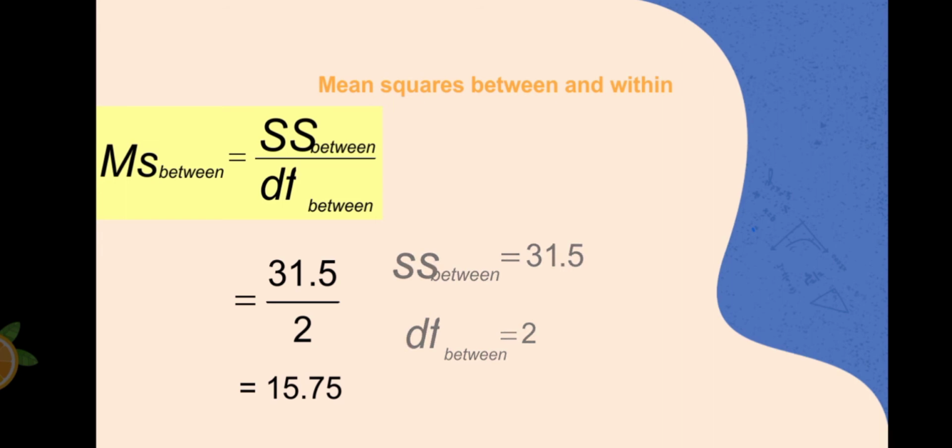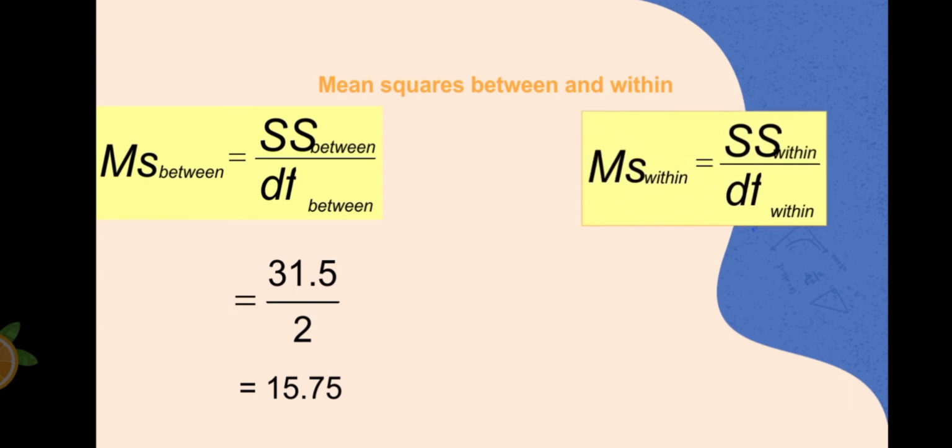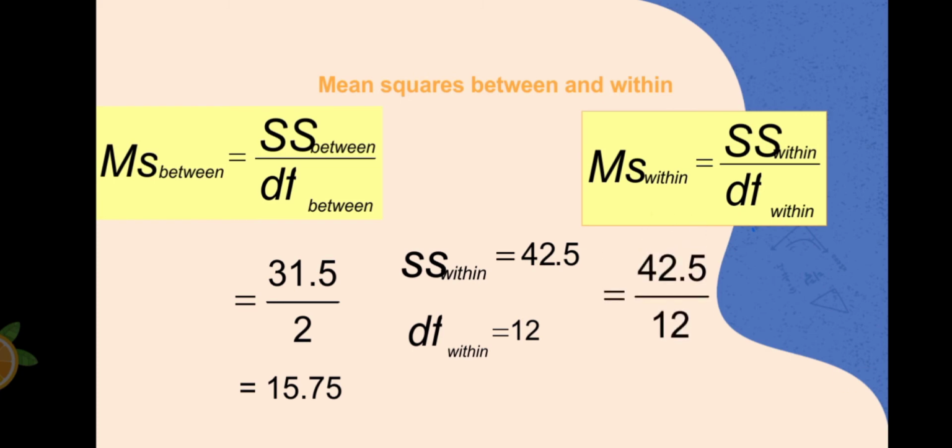In our mean squares within, we have is equal to SS within all over DF within. So this is the value that we had calculated earlier. So we have 42.5 divided by 12 is equal to 3.54. So that's the value of our mean squares between and within. Now we are ready to calculate our F statistics.